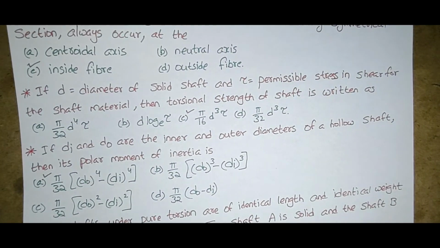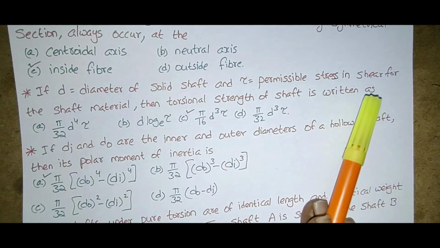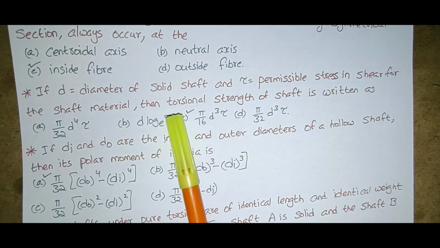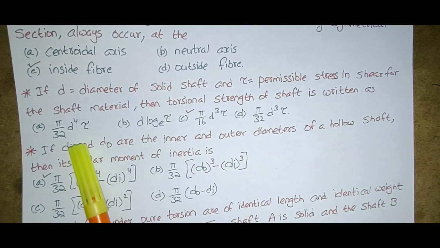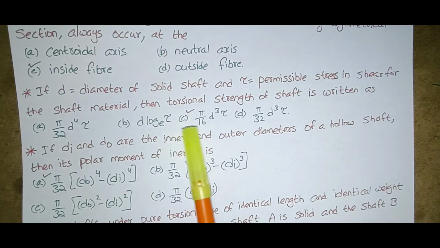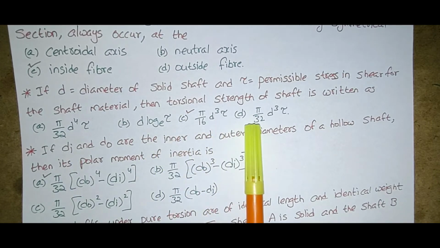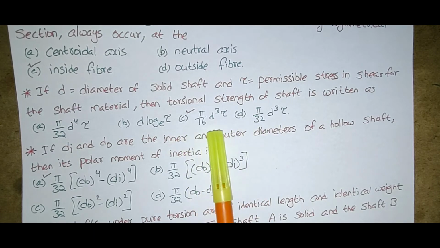Next we'll move to, if d is diameter of solid shaft and tau is permissible stress in shear for the shaft material, then torsional strength of shaft is written as 5 by 32 d to the power 4 into tau, d log e into tau, pi by 16 d cube tau, pi by 32 d cube tau. So the correct one is pi by 16 d to the power 3 into tau.